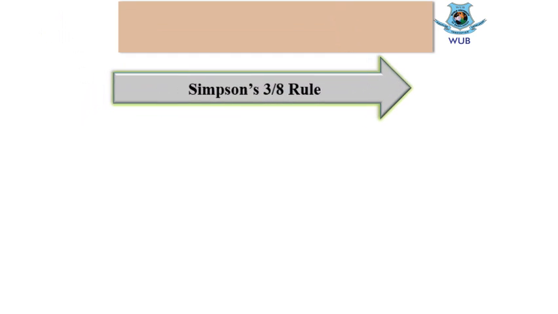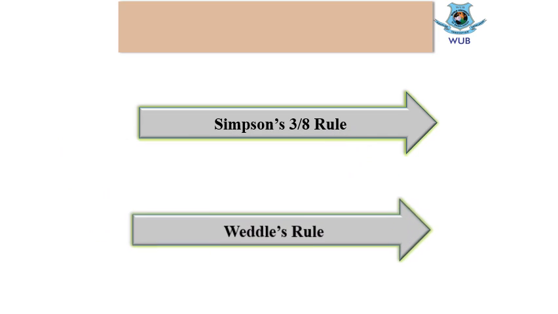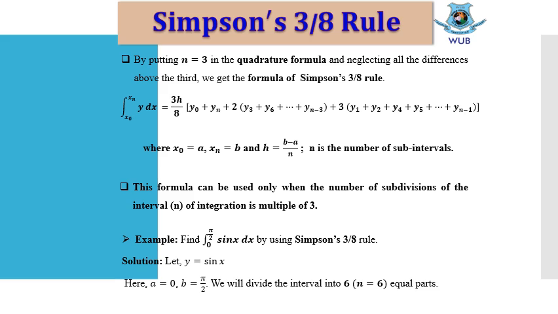This is our 10th week of this semester, and in this week, we are going to learn about two methods of integration. One is Simpson's 3/8 rule, and another one is Weddle's rule. Okay, now let's start. At first, I would like to discuss Simpson's 3/8 rule. Simpson's 3/8 rule is a simple method of finding areas.